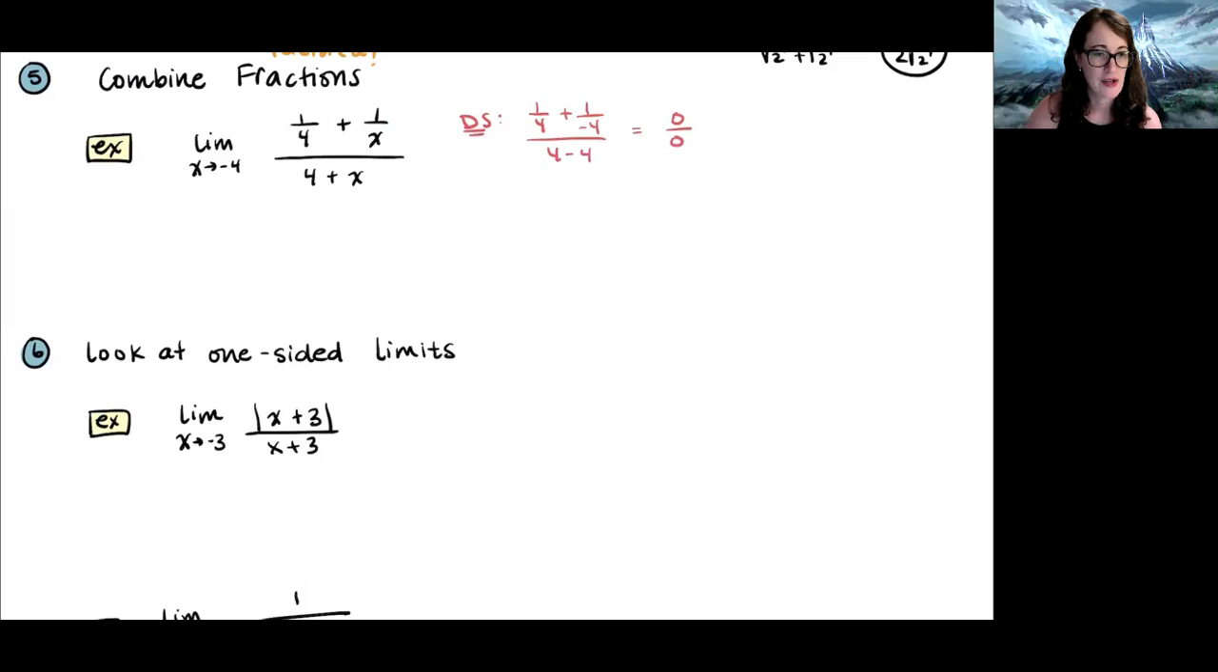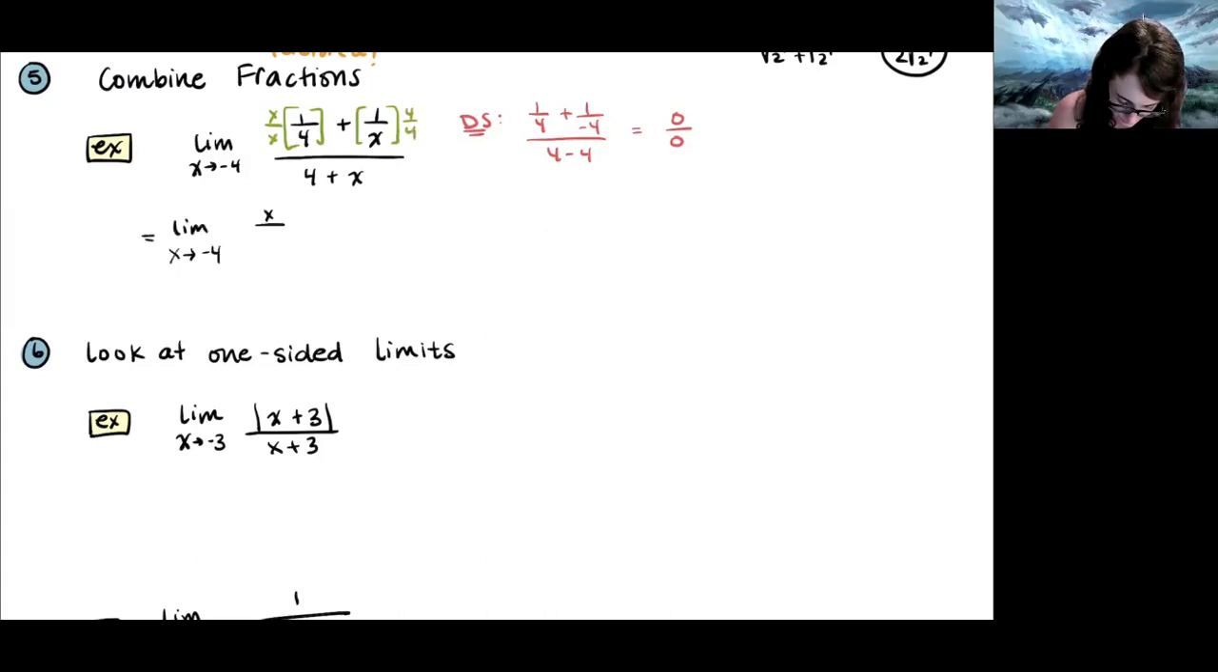All right, so we need to get a common denominator between these two fractions in order to make them a single fraction. Okay, so the LCD here is going to be 4 times x, or 4x. So what we're going to want to do is multiply this first fraction by x over x, and the second fraction by 4 over 4. And that'll give us our common denominator. So let's see what happens when we do that.